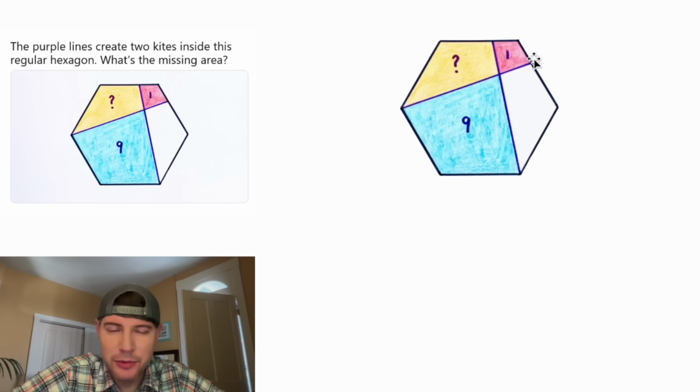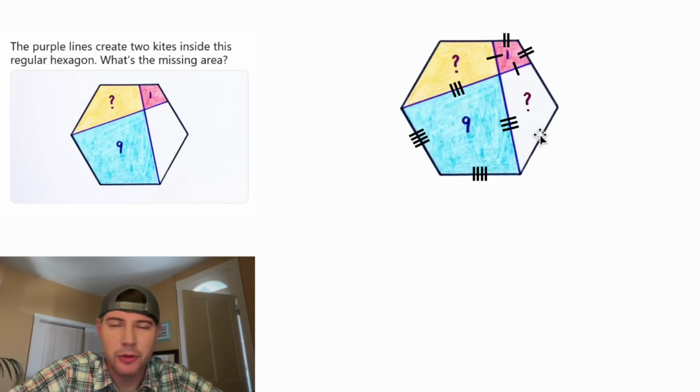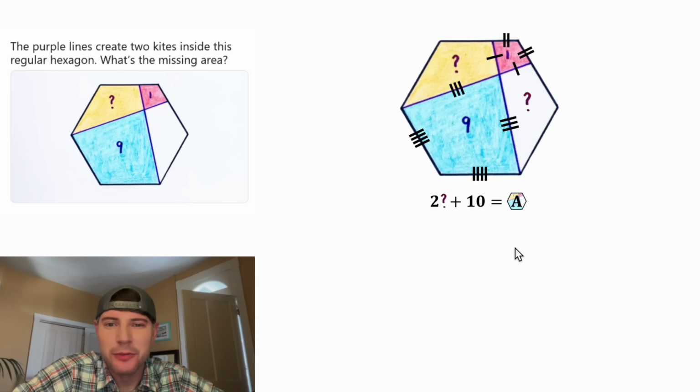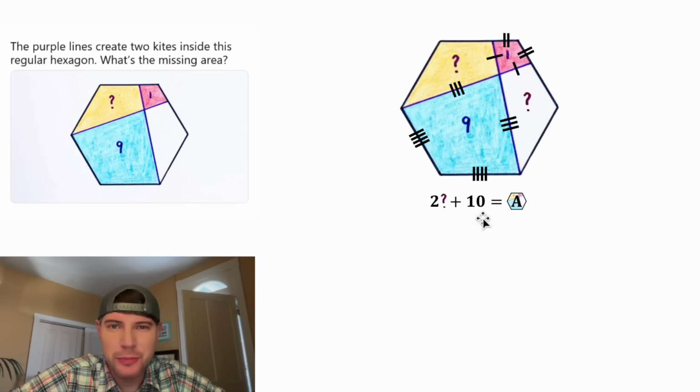We're given that this red region is a kite, so that means these sides will be congruent to each other. And we're also given that this blue region is a kite, so these sides will be congruent to each other. I'm pretty sure this is enough to assume symmetry everywhere, so this region will also be a question mark. And now we have an equation we can write. So it'll be these two question marks plus 9 plus 1, which is 10, equals the area of the entire regular hexagon. And now from here we can get the question mark all by itself.